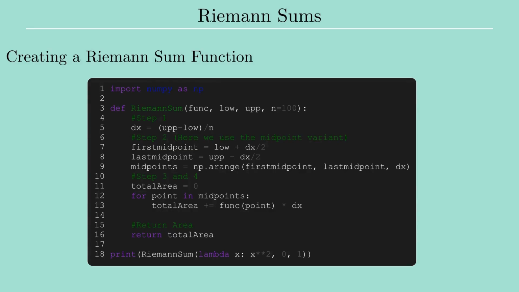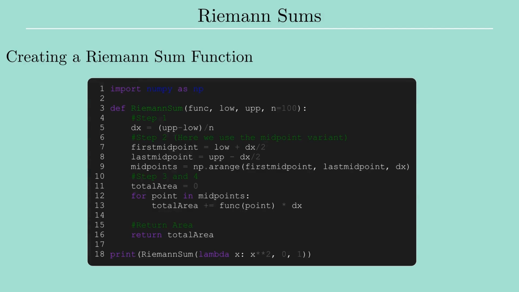On line 3, we create the function definition. This tells the program that we would like to create a function called Riemann sum, with inputs for the function that we want to calculate the area of, the lower and upper bounds of the area, and the number of rectangles we would like to use in the approximation. By writing n equal to 100, if no value for n is given, the default value will be 100. A key point to remember here is that the def keyword is always used to tell Python that the following lines are a part of a function.